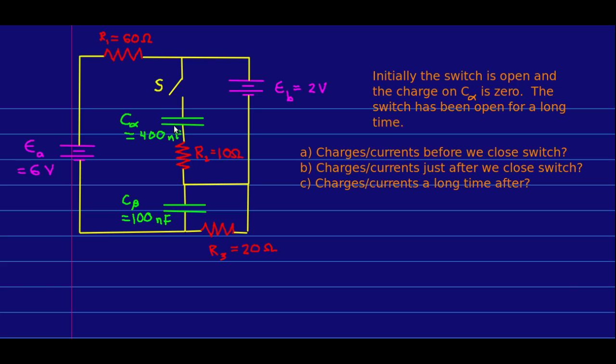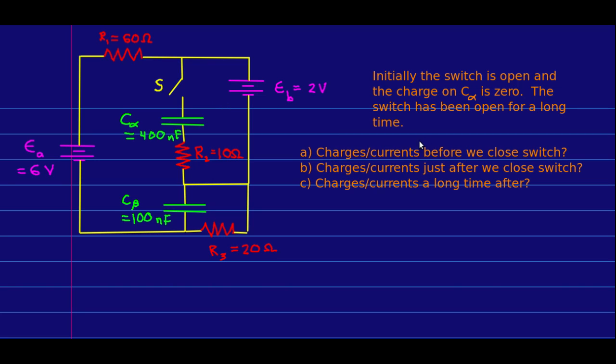Here is a circuit which has 2 capacitors and 2 batteries and a bunch of resistors and a switch, and I'm telling you that initially the switch is open. There's no charge initially on this capacitor that I've labeled capacitor alpha, although there will be some charge on this capacitor beta, and the switch has been open for a long time.